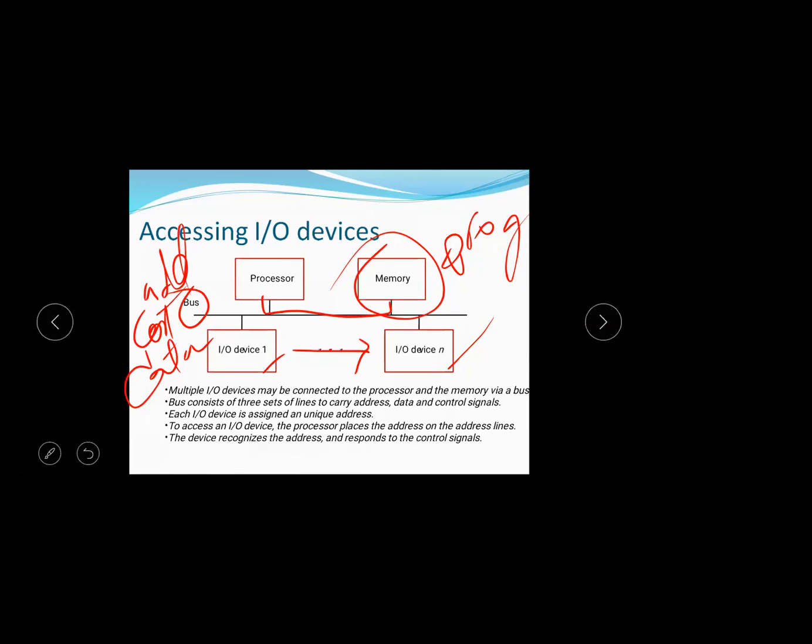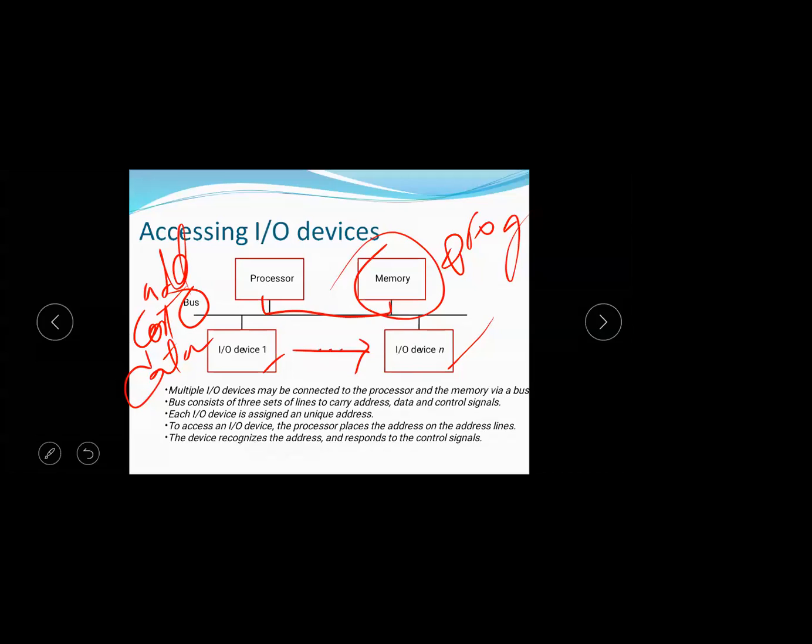Multiple IO devices may be connected to the processor and the memory via a bus. We have connected so many multiple devices at the same time. At a time we connect the keyboard, monitor and printer to the computer. All these are connected at a time, through ports.